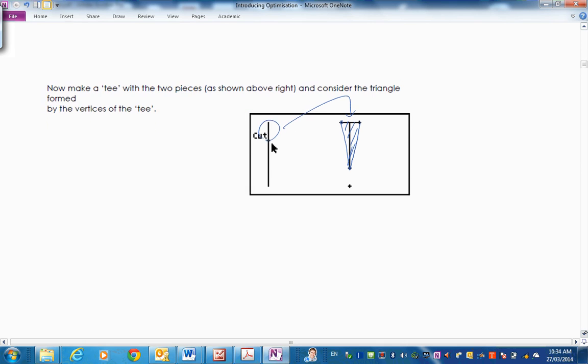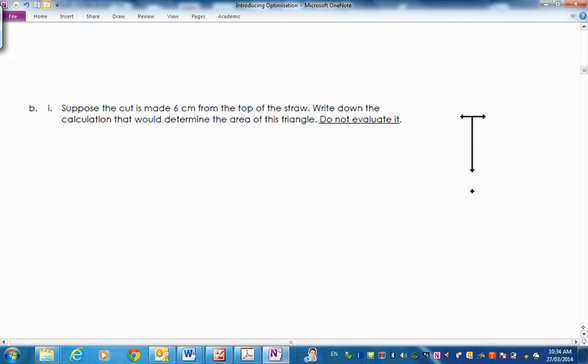Okay, let's have a look at part B now. Suppose the cut is made 6 centimetres from the top of the straw. Let's draw a picture here. So this is 6 centimetres, and we said before this is 21 take 6 centimetres. Now write down the calculation that would determine the area of this triangle. Do not evaluate it. Well, let's have a look. We said what was left was 21 take 6. And the base here was the other 6.